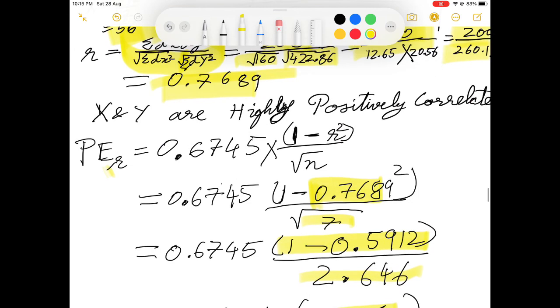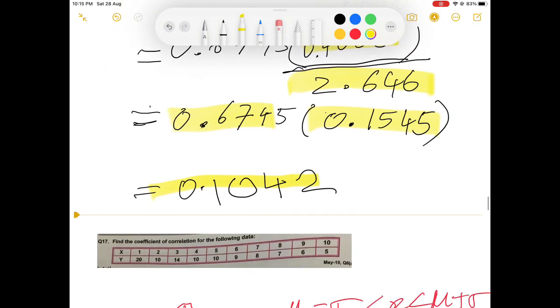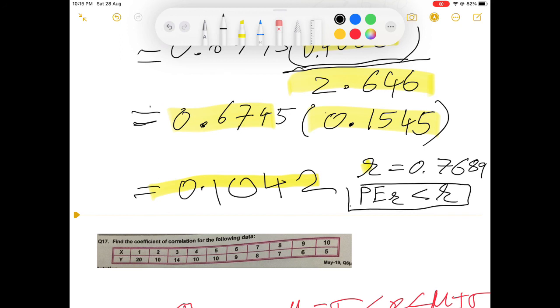Now we have to use this for analysis. Before that we have to judge whether it is significant or not. So because our r value is 0.76 and the probable error value is 0.1042, that means my probable error value is less than my coefficient of correlation. So as per the rule, because it is less, we can accept that my coefficient of correlation is significant, and we can write r is significant. And of course we have to add to this that r is highly positively correlated.